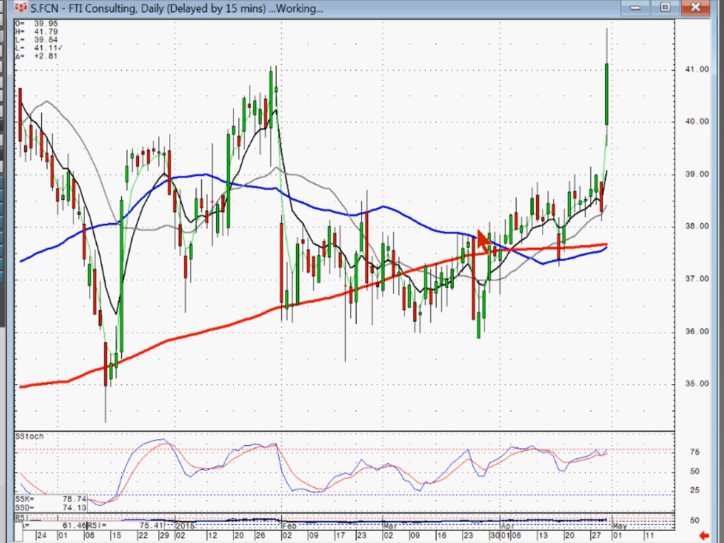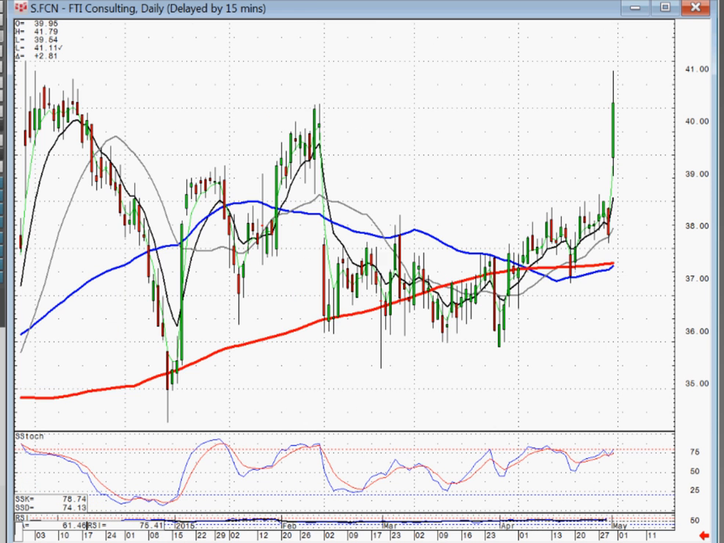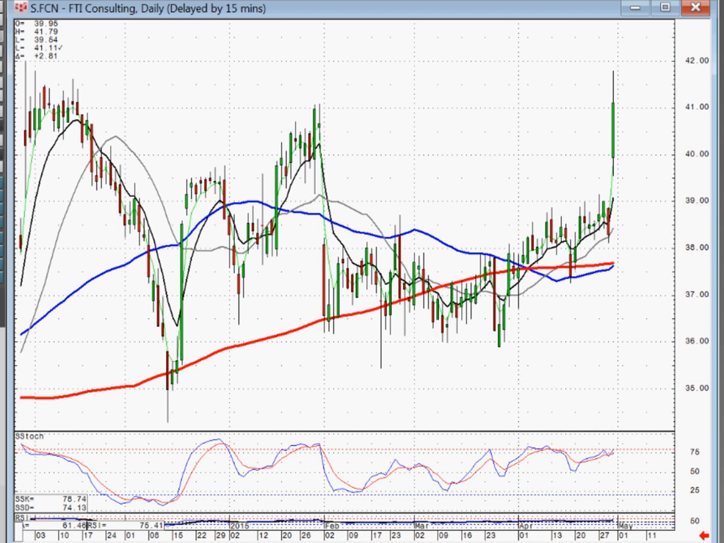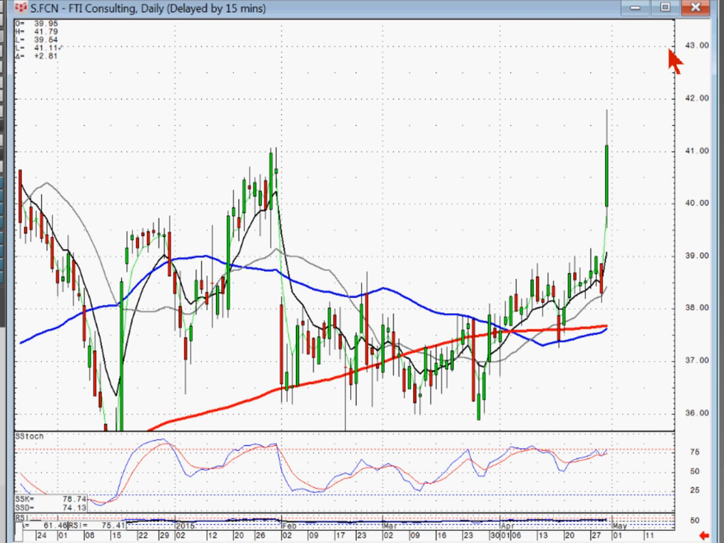FCN, there's your kicker signal. Make this a little bit smaller. Oops, too small. Kicker signal, I would expect this to be a nice steady uptrend from here.